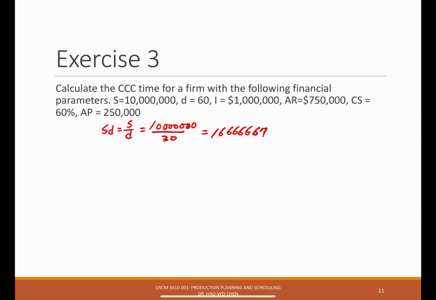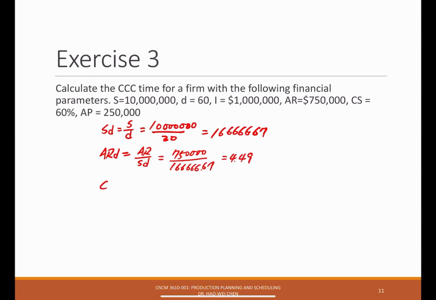Then we can calculate the account receivable days, ARD. That will be AR divided by SD. So I have 750,000 divided by 16666.67. And that should be equal to 4.49 days.